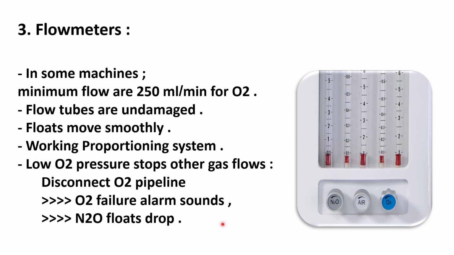Okay, and as we revised in the last session, the fail-safe valve will not allow nitrous oxide to go without oxygen. Finally, the last point is that the proportion system, 3 to 1 between nitrous oxide and oxygen, should be working well in order to avoid a hypoxic mixture.